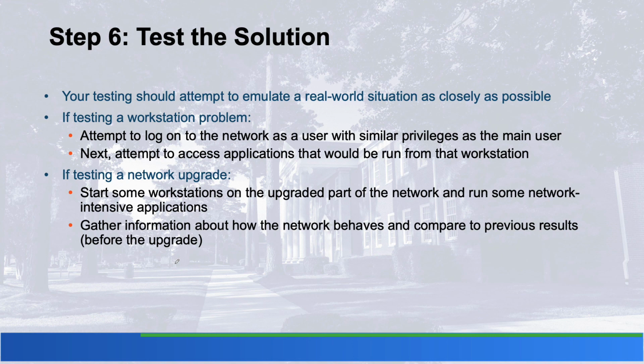So what we're going to do is have a control group where we don't change anything, and then we have a test group where we're changing the settings to see if it fixes. Gather information about how the network behaves and compare it to the previous results. So this is testing the solution to see whether it worked or not.